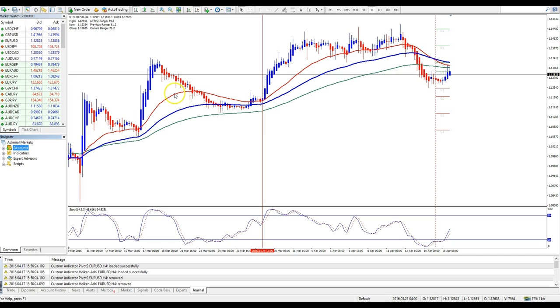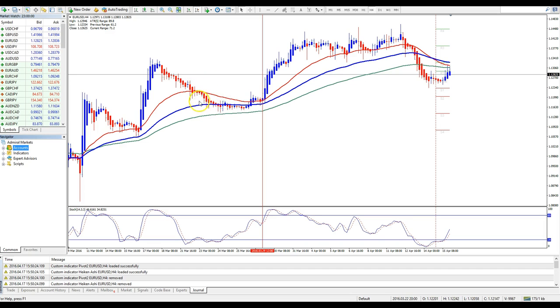So whenever you see red above blue and blue above green, like this, they are diverged, you know that the trend is to the upside. But because price is going high here, you don't want to buy here. You want to see a pullback. So the best pullback is always when price goes towards blue and red.